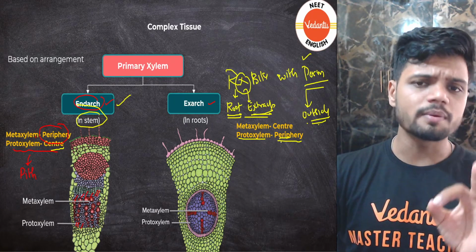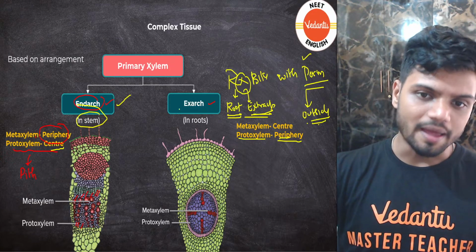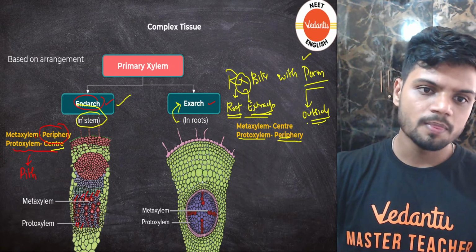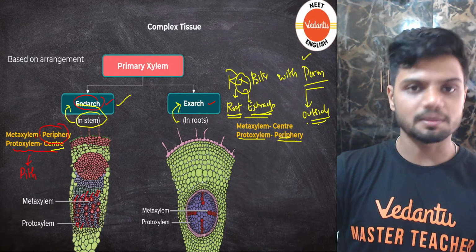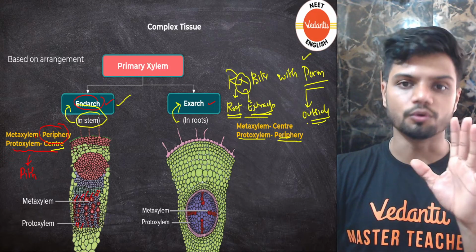So the only thing you should remember here is mainly the exarch condition in the case of roots, endarch condition in the case of stem. These two lines, if you remember, you're good to go. Okay.